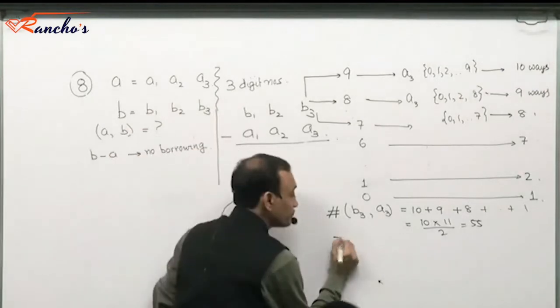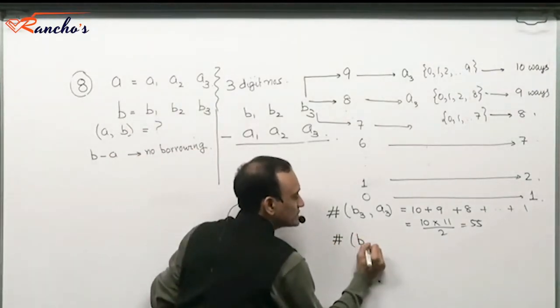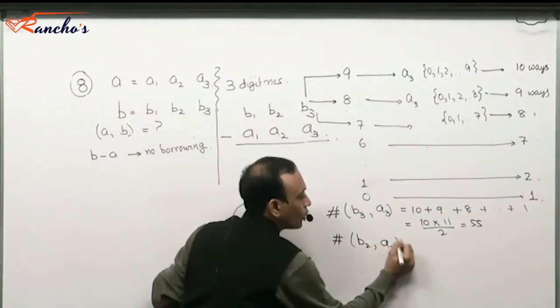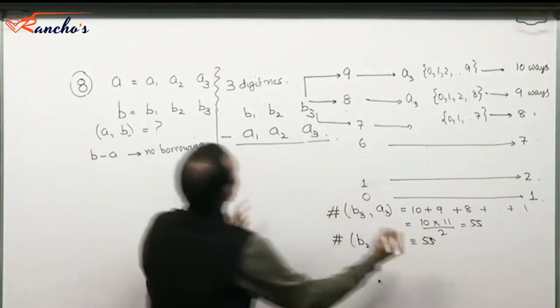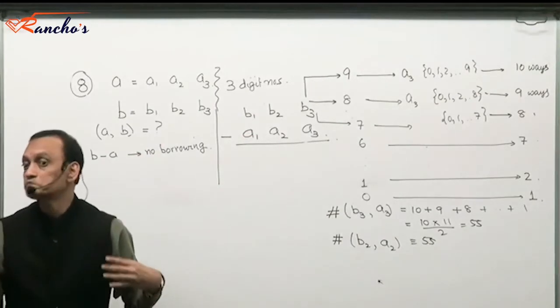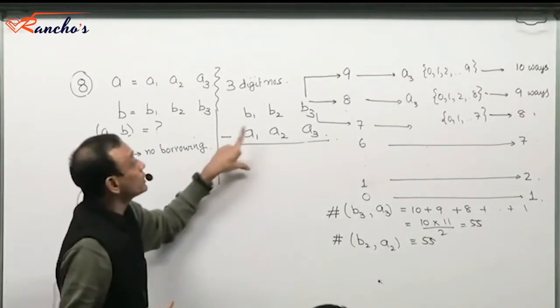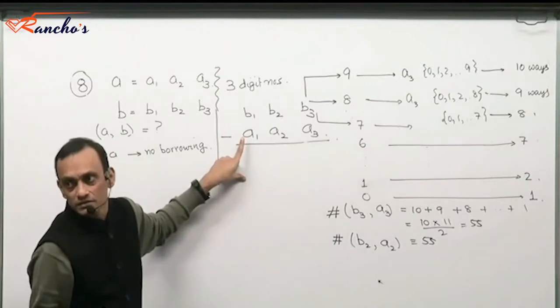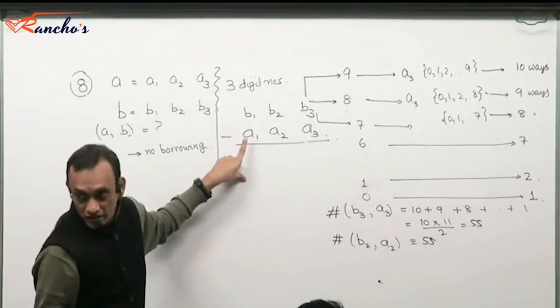Similarly, number of b2 a2 pairs would also be 55. In exactly the same way, number of b2 a2 pairs could also be 55. Good. Let me do a calculation of b1 a1 pairs, right? Do you all understand this?